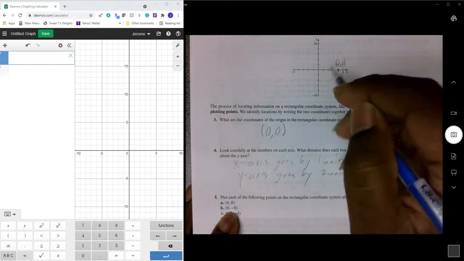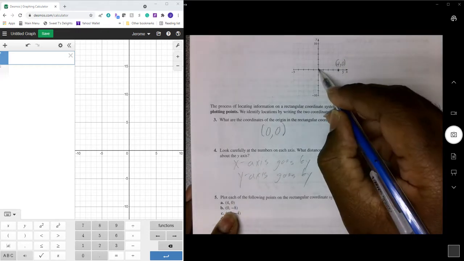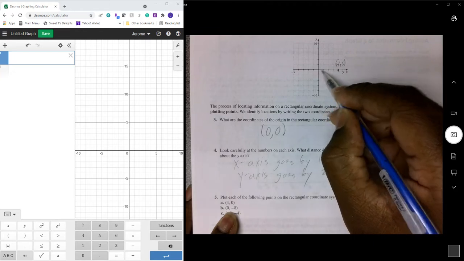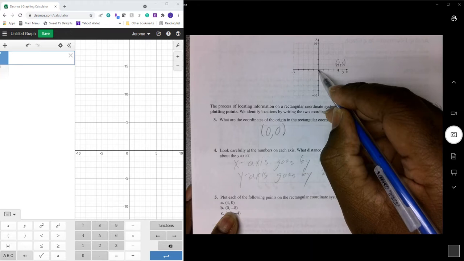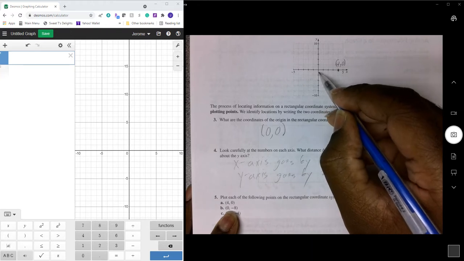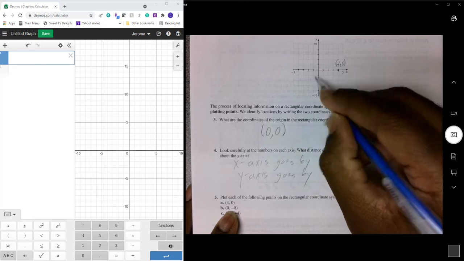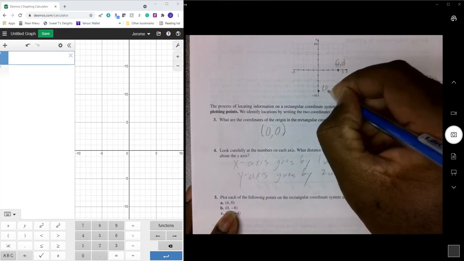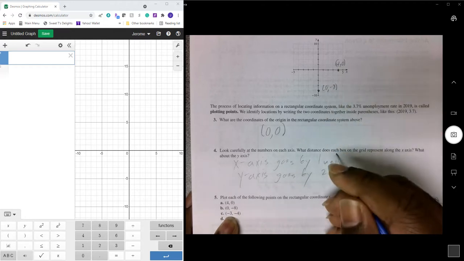Now we have 0, negative 8. We go back to the origin. X is 0. So that means x doesn't move left or right. It stays here at the origin. But y is -8. And since y goes by twos, we'll go down 4. So this will be 0, -8.